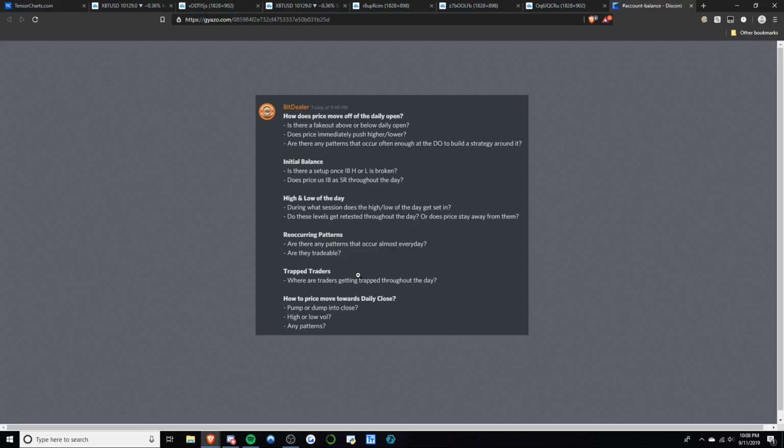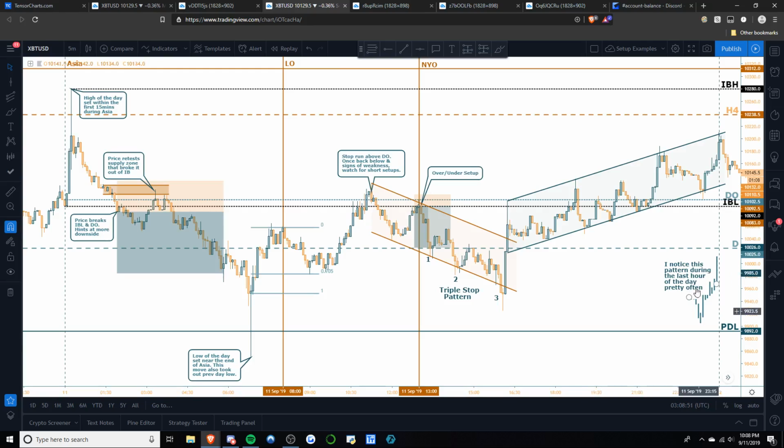Are there any trapped traders? Where do they get trapped throughout the day? And how does price move towards the daily close? Does it pump or dump into the close? Is it high or low volatility? Are there any patterns? I already covered some of that stuff.